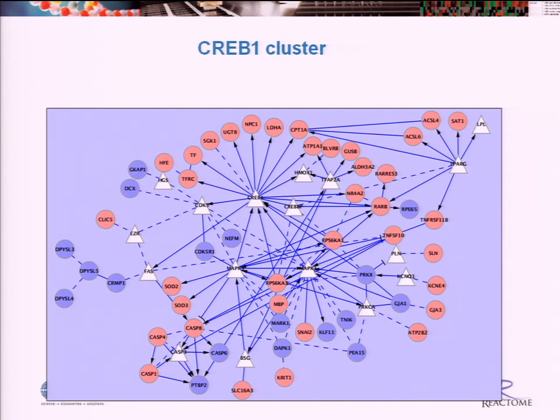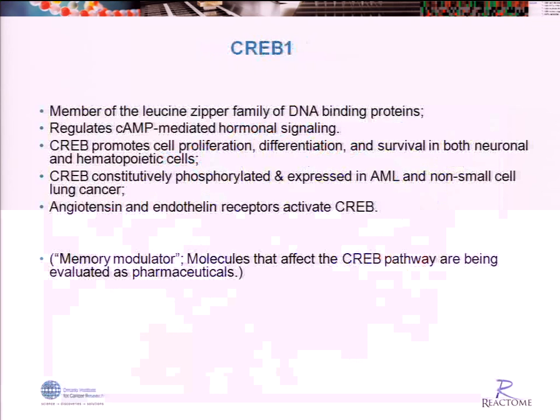Interestingly, CREB here is not one of the genes we used to create this cluster. It's a large number of upstream and downstream genes that fit into and come out of CREB that tend to be downregulated. So CREB has a lot of functions throughout the body, but it's interesting for proliferation, differentiation, survival, and it's been associated with a couple types of cancer.